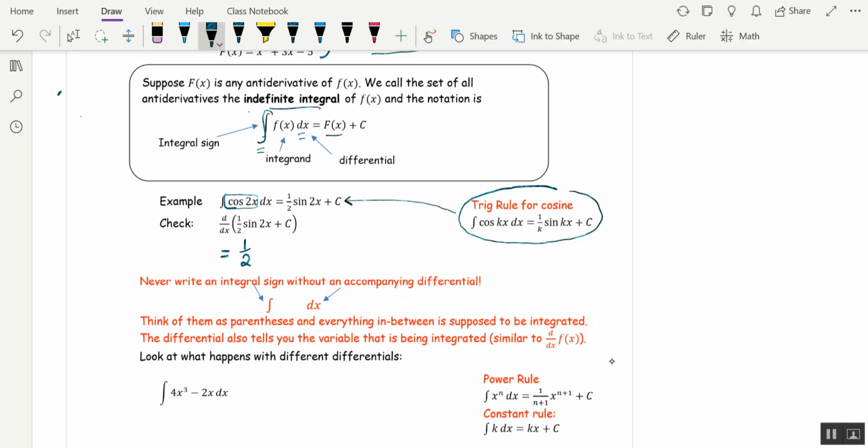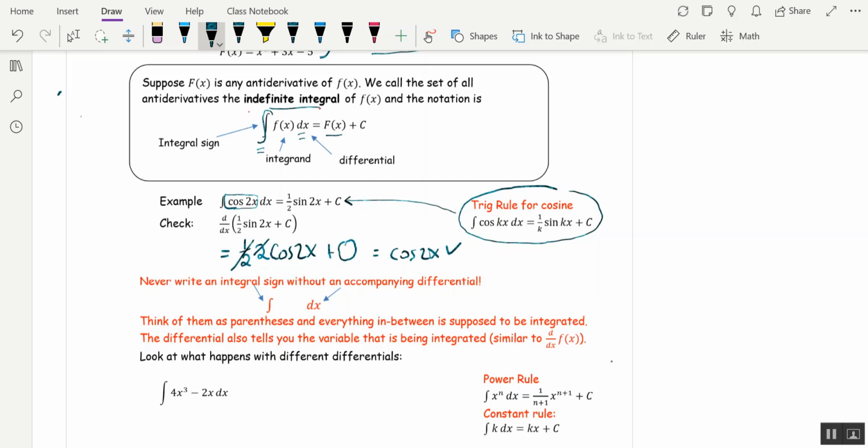When we take the derivative of sine 2x, we need to multiply by a 2 by the chain rule, and then cos 2x, and the derivative of a constant is 0. So the 2 cancels with the 1/2, and that's cos 2x. And so that's our integrand, and so indeed our integral was right.